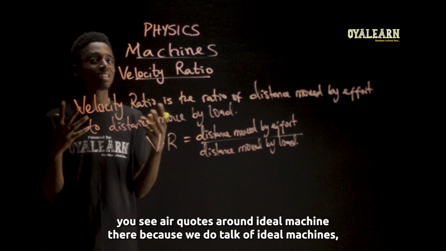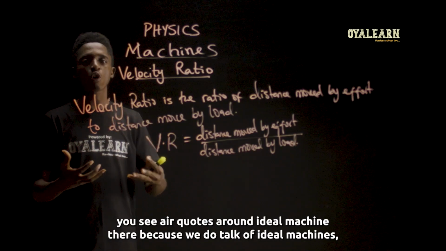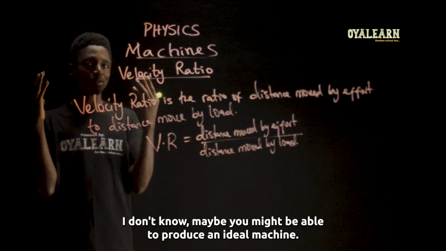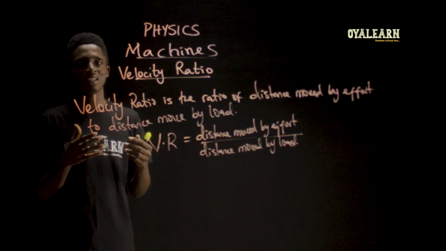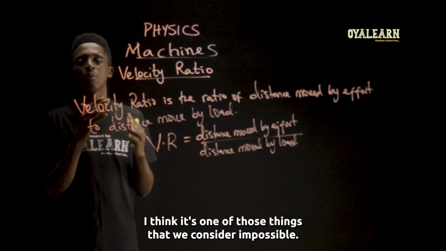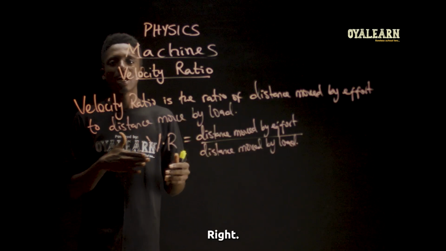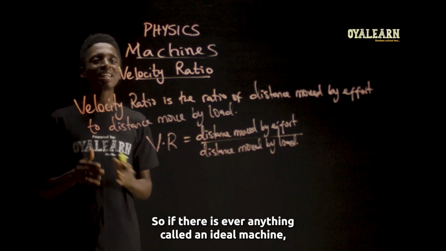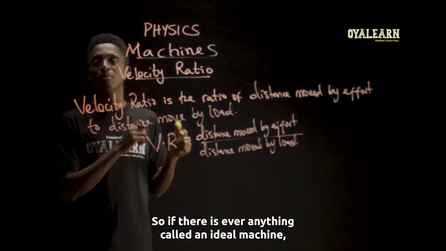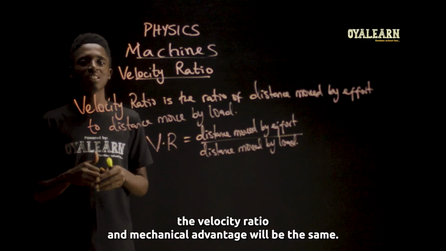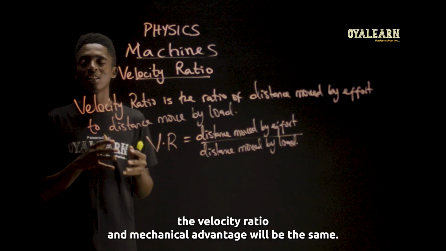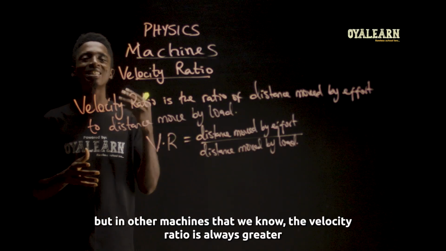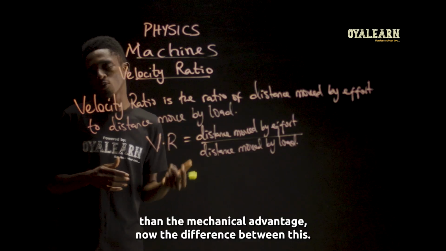I put air quotes around ideal machine, because we do talk of ideal machines even though there isn't any. Maybe you might be able to produce one, but I think it's one of those things we consider impossible, but we still leave room for the possibility of it. So if there is ever anything called an ideal machine, the velocity ratio and mechanical advantage will be the same. But in other machines that we know, velocity ratio is always greater than the mechanical advantage.